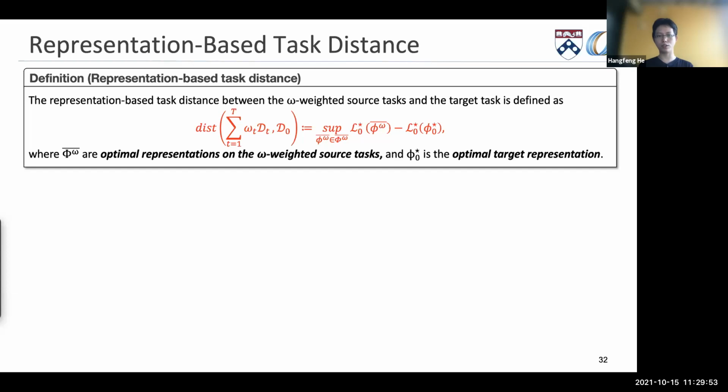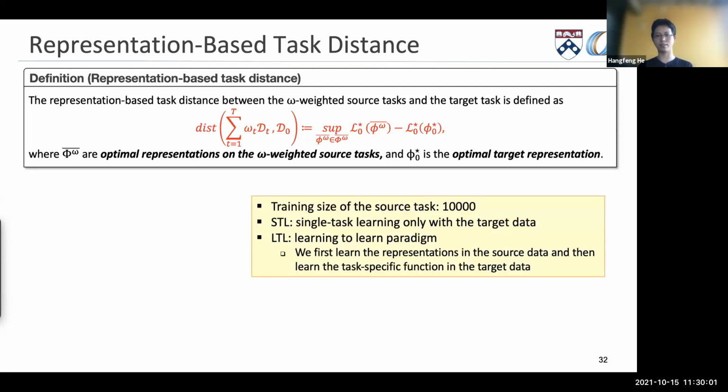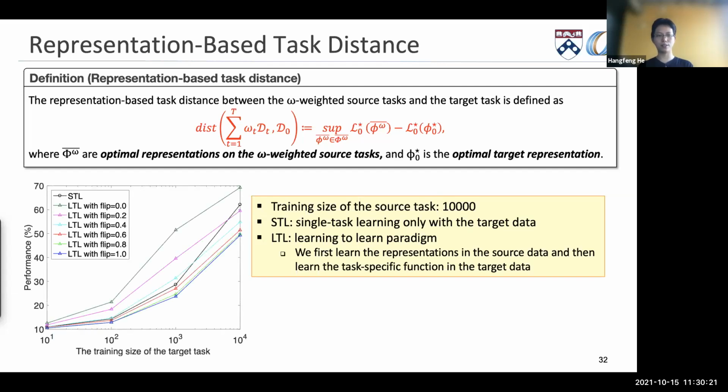If optimal source representations are quite different from optimal target representations, then the task distance is large. To better understand the task distance, we consider a small experiment here. We use 10K training examples for the source task and consider two learning paradigms. Single task learning means learning only with the target data. In learning to learn, we first learn the representations in the source data and then learn the task-specific function in the target. So now let's look at the results.